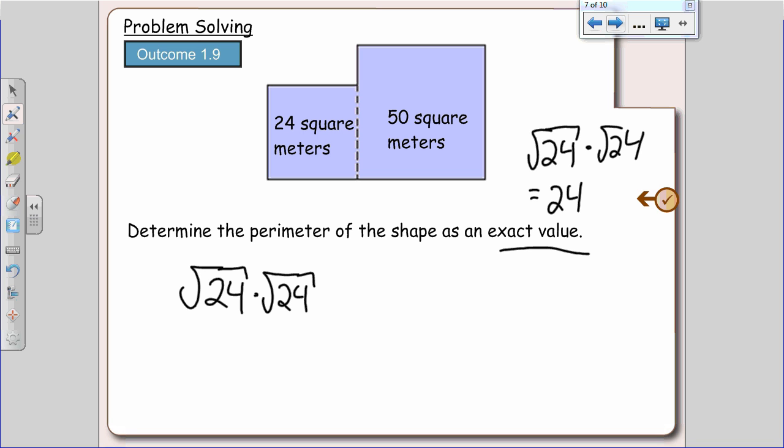What if I told you x times x? What would you simplify that to be? X squared. So we can simplify that to be the square root of 24 squared. You square root something and then you square it. They just cancel each other out. So that means your side lengths are square root 24 and square root 24.